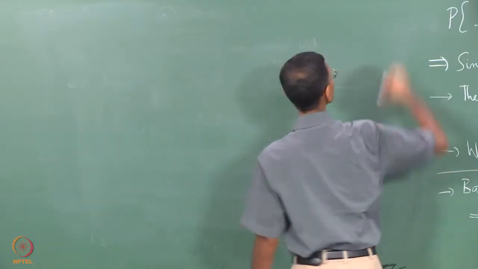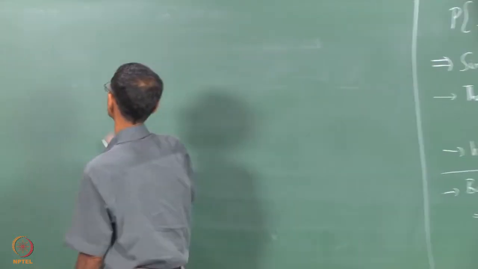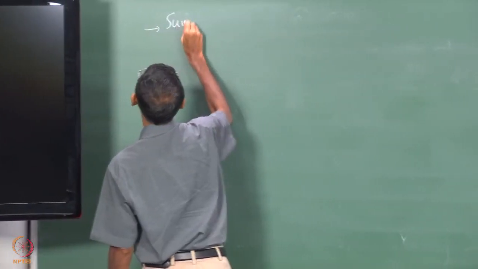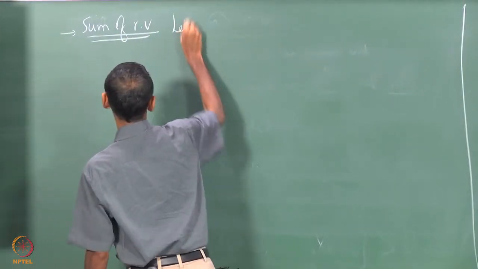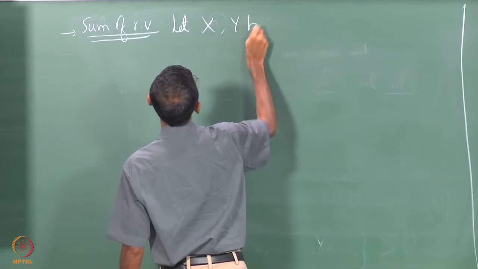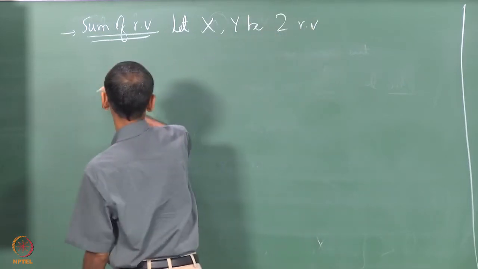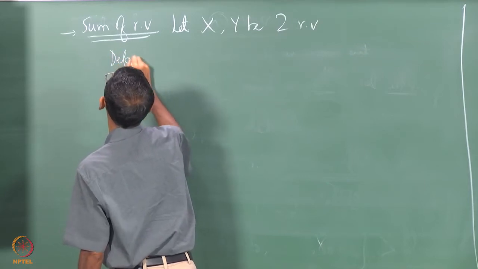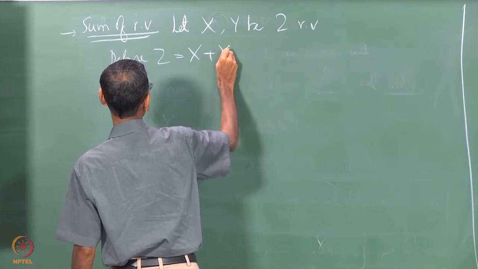Let me look at manipulations of some random variables. Let x and y be any two random variables, I do not care. Then if we define, say, z equal to x plus y, what do I mean by adding?